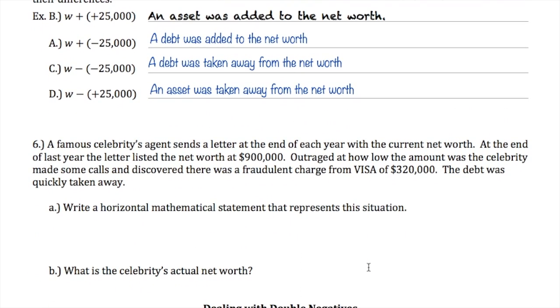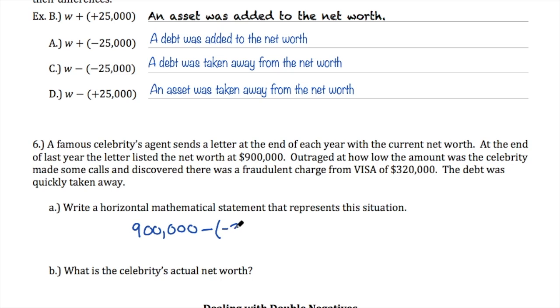So that's why that is hurting our net worth. So a new situation: we've got a famous celebrity agent who sends home, gets their statement that their net worth is $900,000. That's an outrage to them because they see this fraudulent charge from Visa of $320,000. If we want to write a statement for that, let's start with the $900,000 that they have, and how do we take that and make it into the amount of money that they should have?